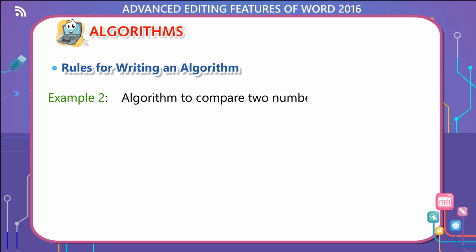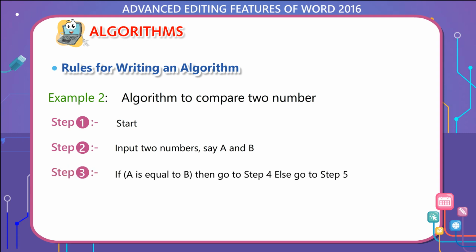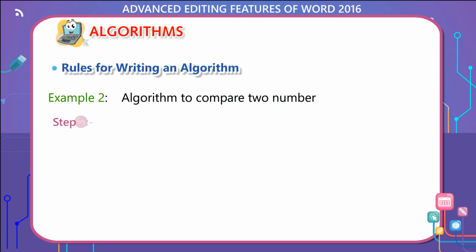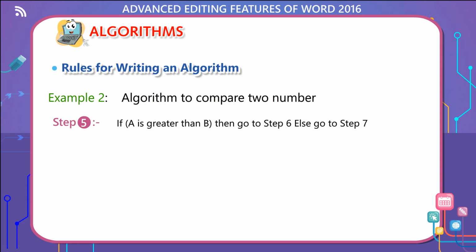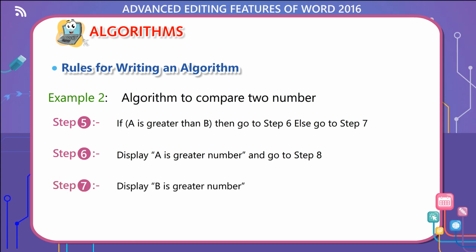Example 2. Algorithm to compare two numbers. Step 1. Start. Step 2. Input two numbers, say A and B. Step 3. If A is equal to B, then go to Step 4, else go to Step 5. Step 4. Display both the numbers are equal and go to Step 8. Step 5. If A is greater than B, then go to Step 6, else go to Step 7. Step 6. Display A is greater than B and go to Step 8. Step 7. Display B is greater number.